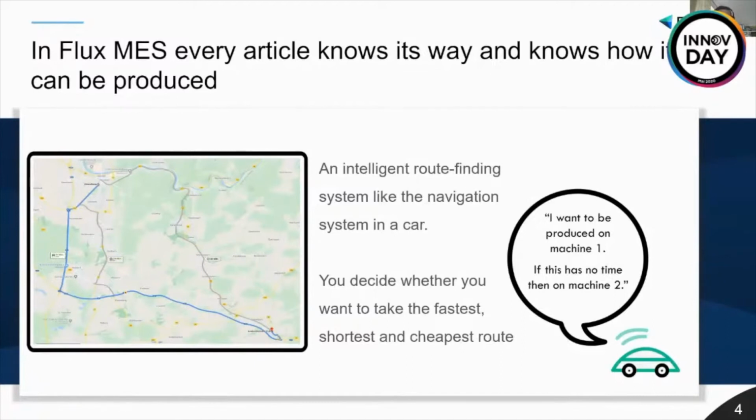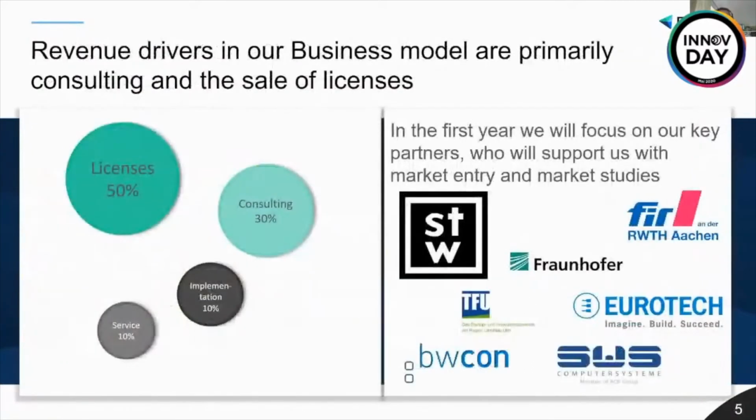FLUX has a similar principle. It knows several routes through your production. You can decide what is your planning strategy. Is it a fast, a cheap, or a resource-saving production strategy? In the event of faults, like the traffic jam, the article develops its own solution and defines a new route through production and optimizes this way constantly.